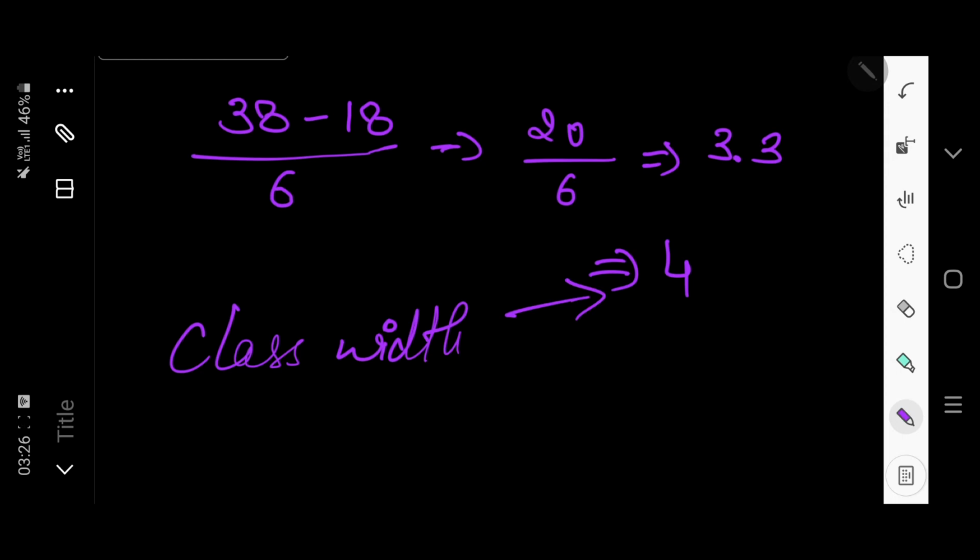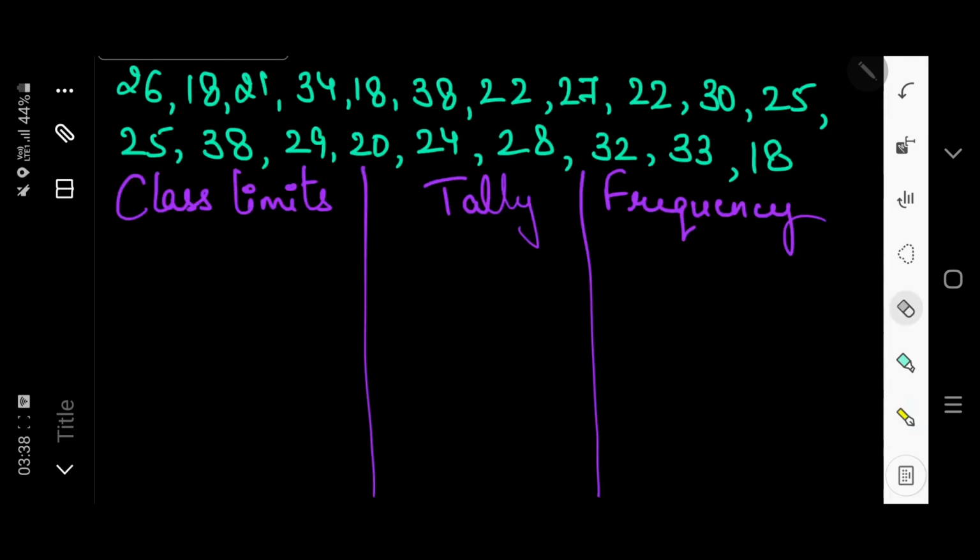So now let's make the grouped frequency distribution table. We have calculated the class width, which is 4. To find out the class limits, first we will write the lowest value, which is 18. Then we will add the class width, which is 4, to 18. So it will be 18, 19, 20, 21, 22. That number would be our lowest value in the second class limit.